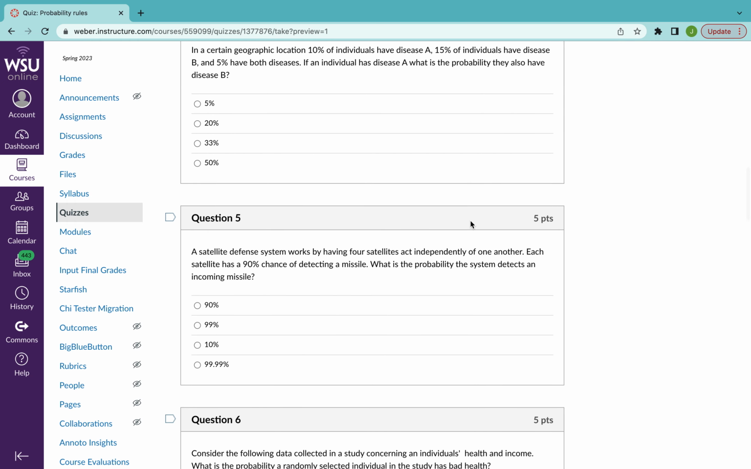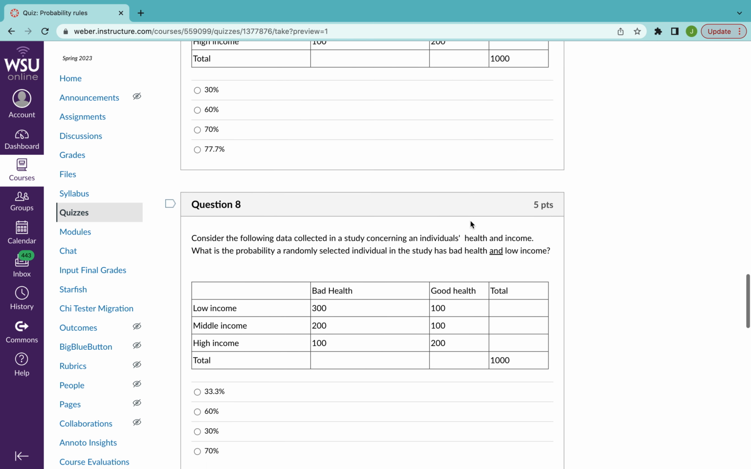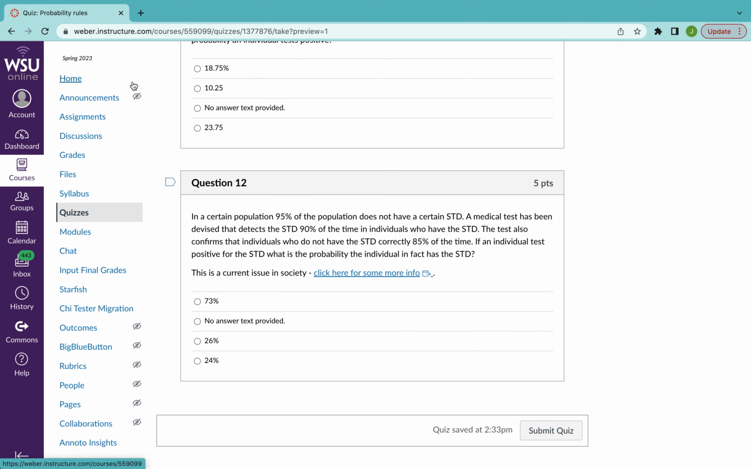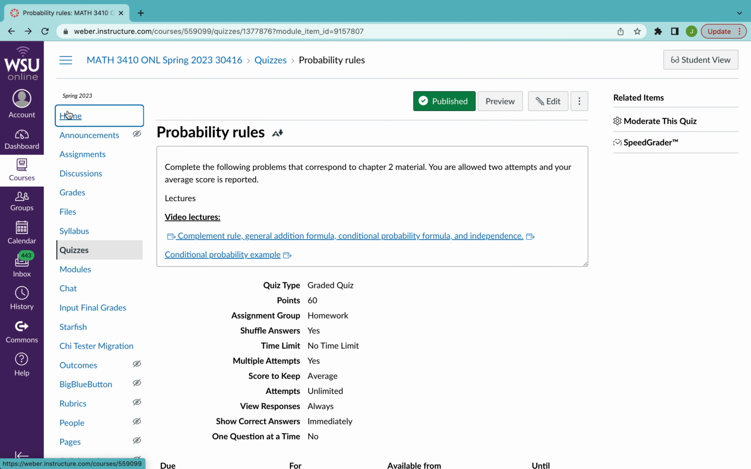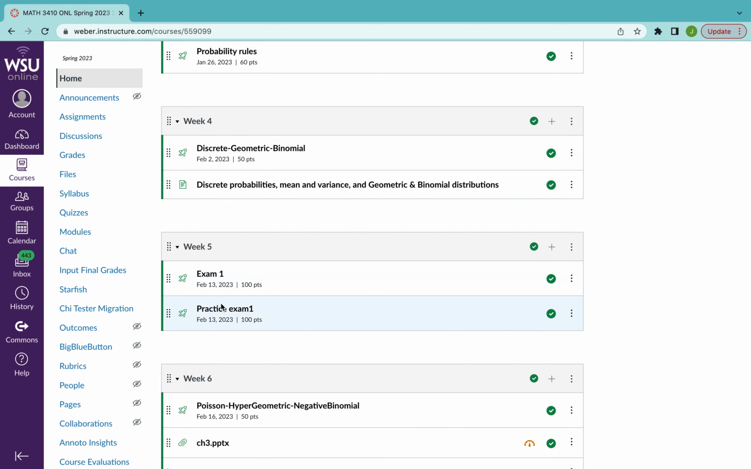This one's on an or probability. More questions that correspond to the material, and each week you'll have a quiz that looks like this. Different questions obviously, but the same type of testing scenario. Let's go back. Eventually you'll get to your first exam, that's in week 5, and you have a corresponding practice exam.